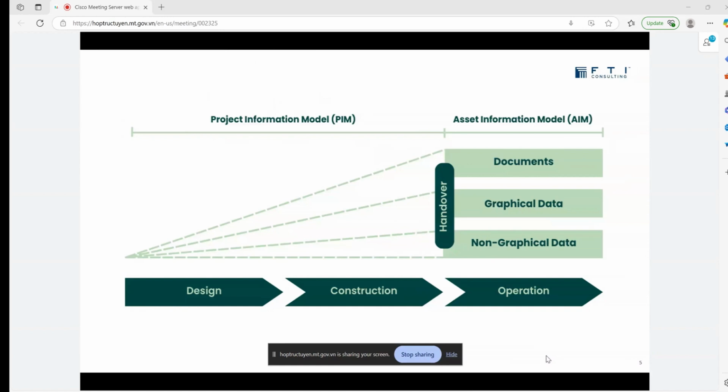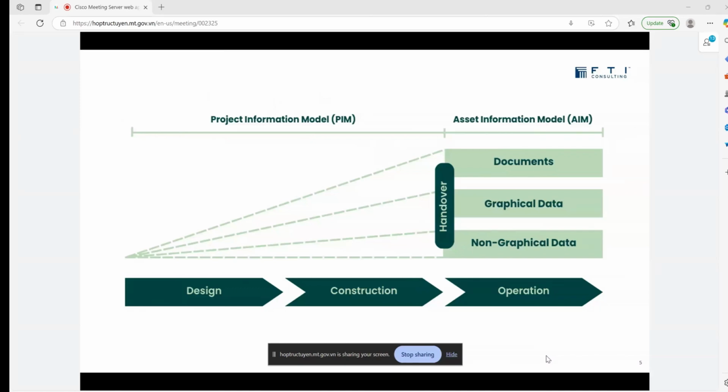So during the design and construction stage, you will hear people talking about BIM. Sometimes you hear them talking about PIM. You hear them talking about common data environments. These are all different ways of collecting information, but ultimately the operational information has to be collected by the high-speed rail authority.